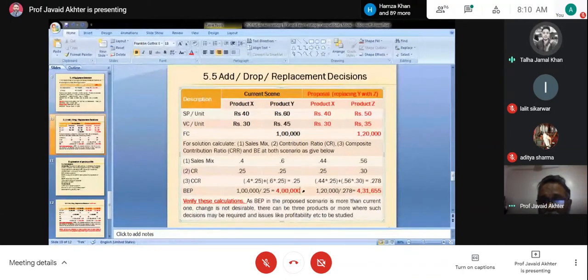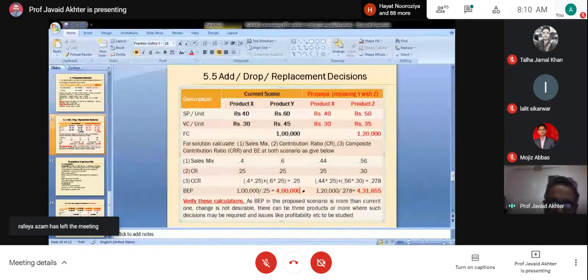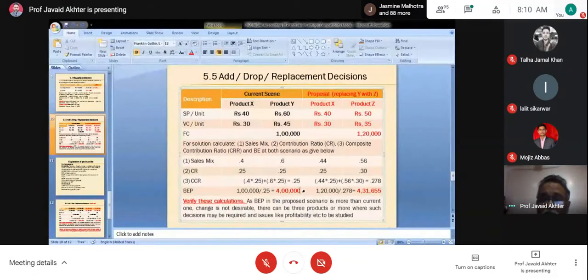The constant sales mix. Sir, in case of a firm producing more than one product, sales mix remains constant. What does it mean? It means if the firm is selling for rupees 4 lakh, in which proportion its sales revenue should come from X and Y? 40% and 60%. This is what the sales mix is.